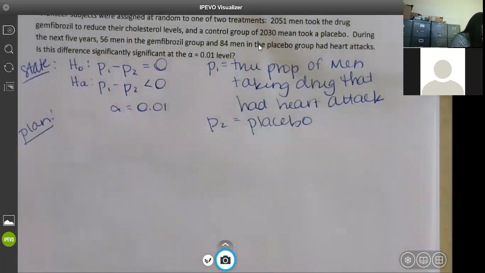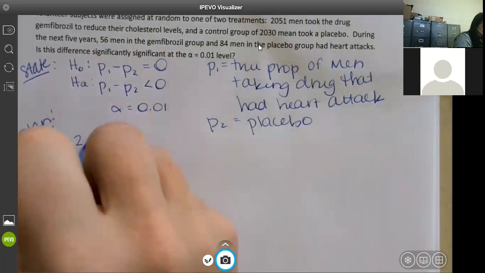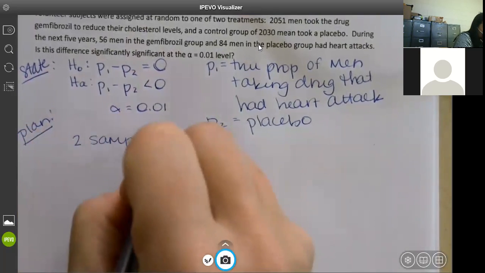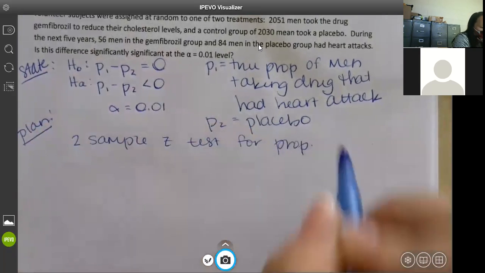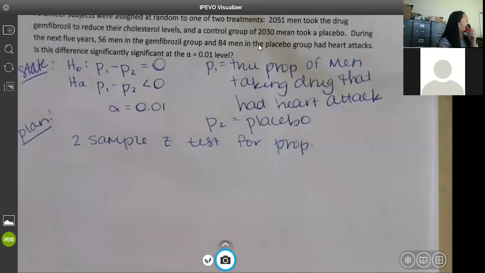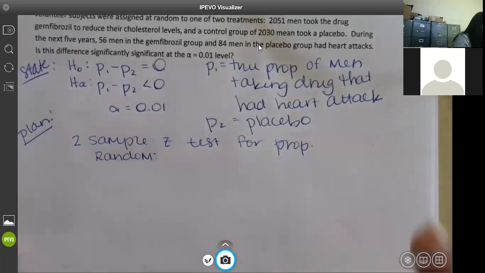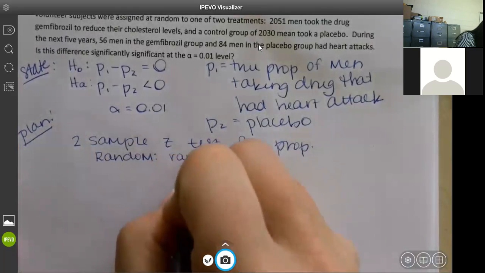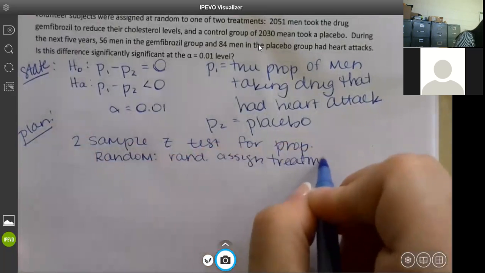What's our plan? A 2 sample Z test for proportions. I think if you do 2 sample Z tests, you'll be fine. Okay. We're going to check our conditions. Is it random? Yes. How is it random? Which treatment you were assigned. Random assignment of treatment. Good job.